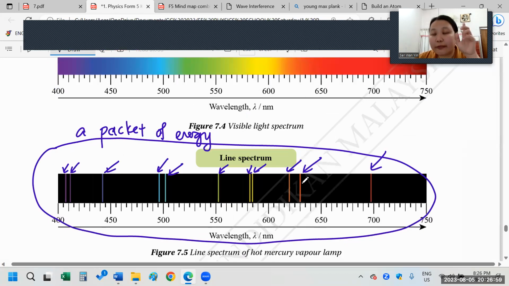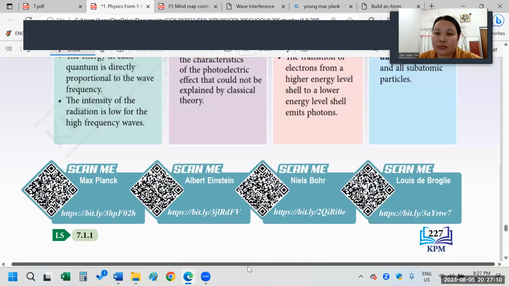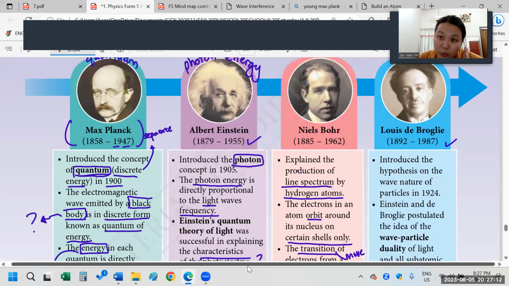And then he found out different atoms will release different line spectrums. Right? Release different line spectrums. So this is what Niels Bohr said. He introduced it. Then okay, it solved the problem. Very good.